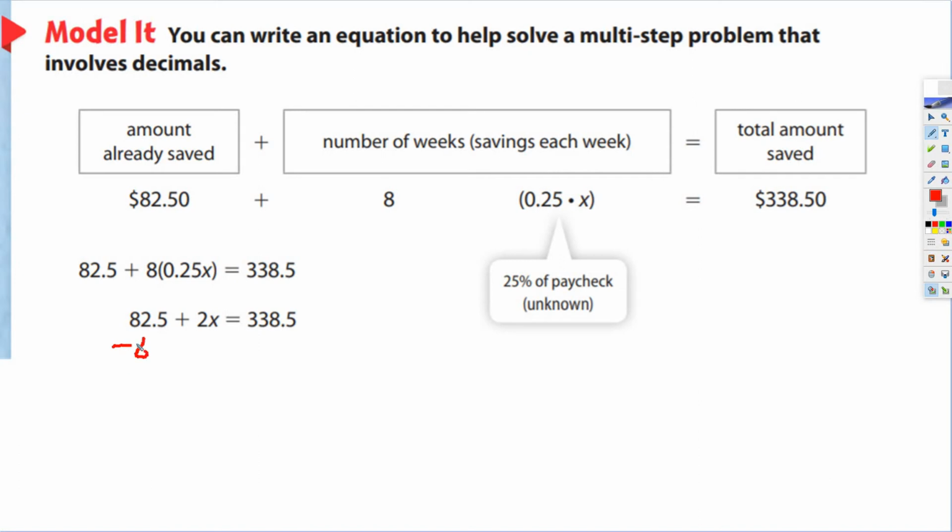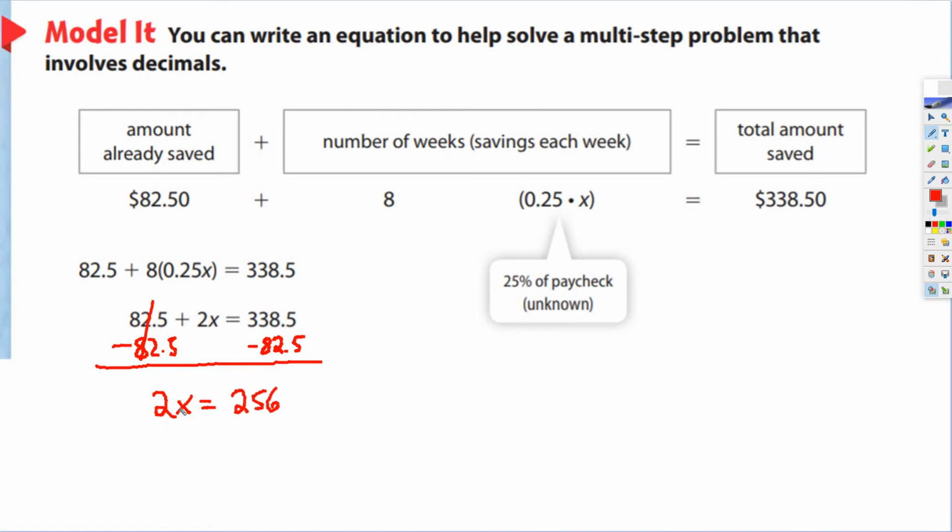I'm going to subtract 82.5 from both sides of the equation. Remember, you want to get the variable by itself, and it's the inverse of the order of operations. Get the constant out of the way first. Remember, when you subtract or add decimals, you line up the decimal points. 82.5 minus 82.5 is 0, so we're left with 2x on the left side of the equation. 338.5 minus 82.5, you get 256.